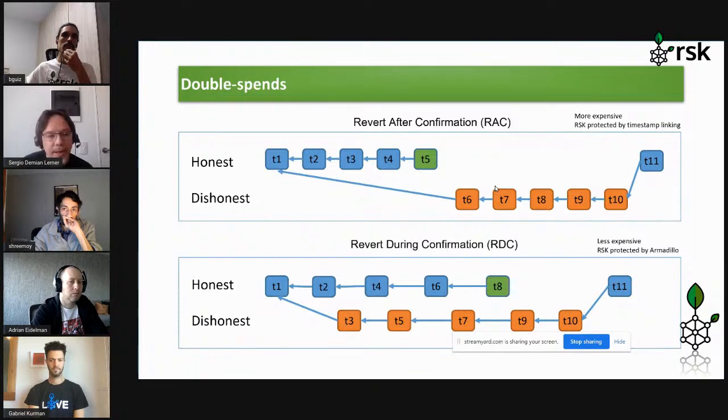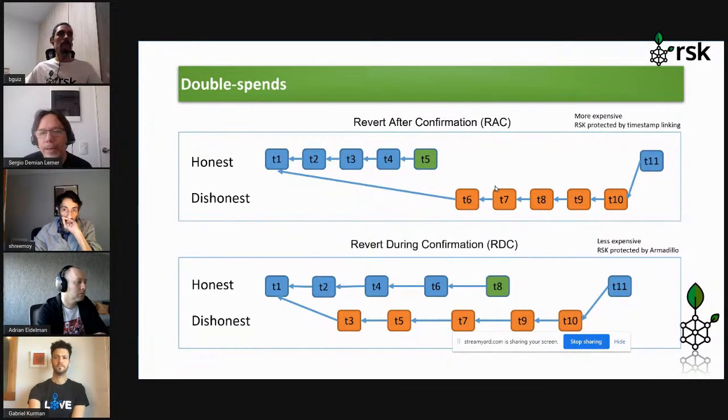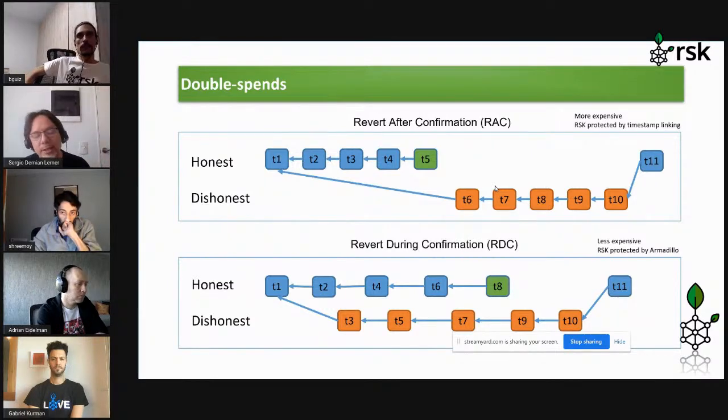It never happened from the genesis until today, but we used the Armadillo system, and it worked fairly well to detect malfunctions of miners, for instance. Okay, so there are two types of 51% attacks. The one that they call revert after confirmation, where a user sends money to an exchange that is confirmed by the exchange. The user takes out the funds, and then the malicious user tries to revert the RSK blockchain.